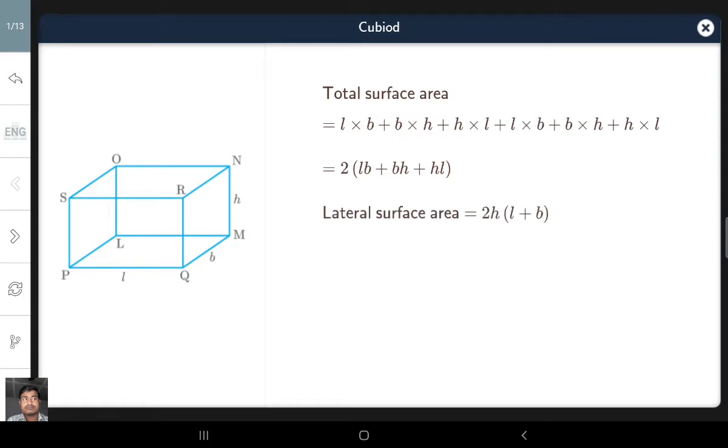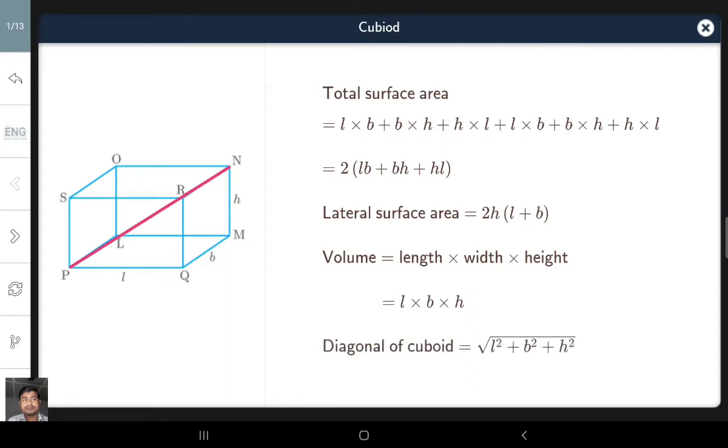The lateral surface area of the cuboid will be equal to the total surface area of the cuboid, excluding its top and bottom face. Think of it as the area of the walls of a room, without the floor and the ceiling. The volume of the cuboid is L into B into H. The length of the diagonal of a cuboid is the square root of the sum of the squares of its sides.